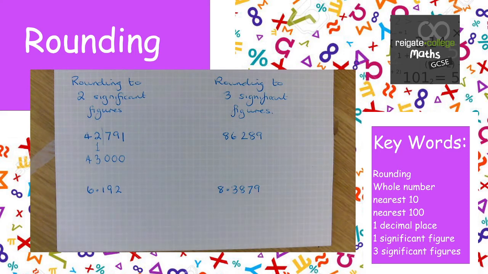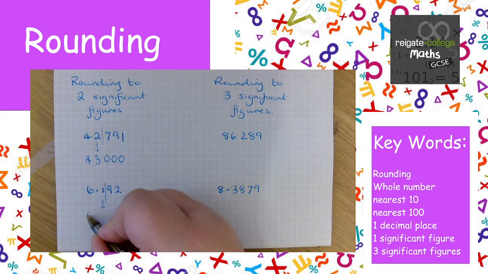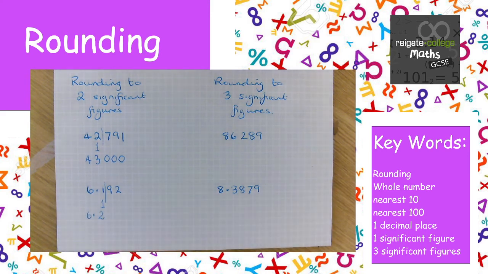In my second example, I want to round again to 2 significant figures, not to be confused with 2 decimal places. I start counting at the beginning of my number, 1, 2 figures in. There is the point at which I'm rounding my number. My 9 increases the number in this column by 1, so my rounded number becomes 6.2. 6.192 rounds to 6.2.